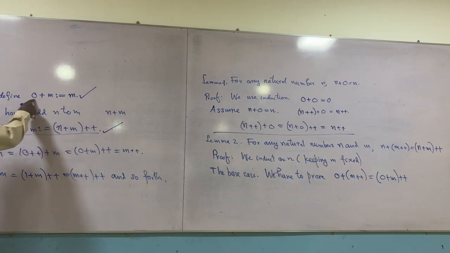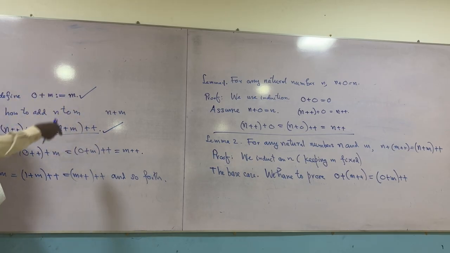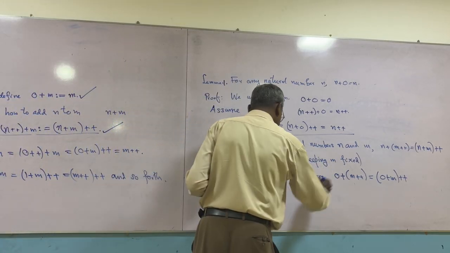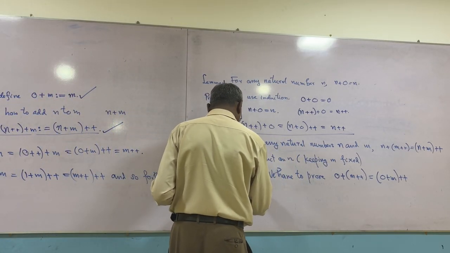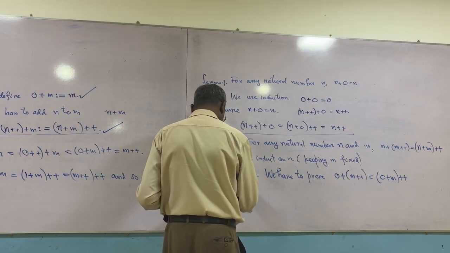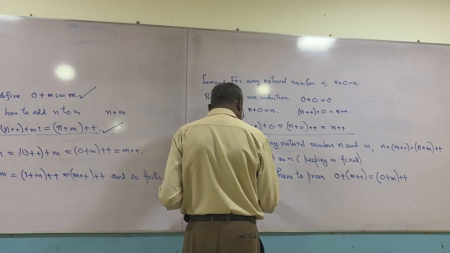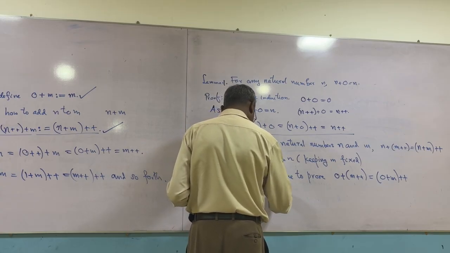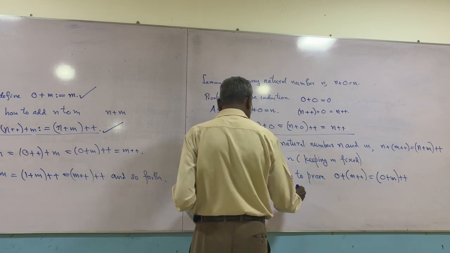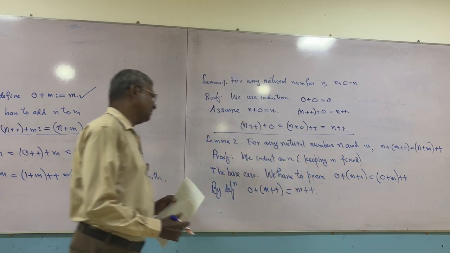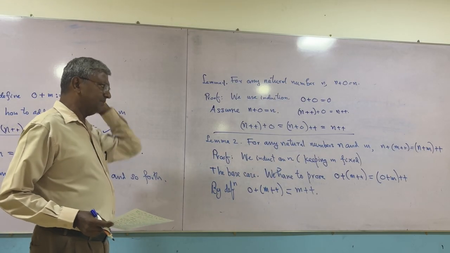If you look at the first line, 0 plus m is m by definition. Therefore, by definition, 0 plus m plus plus is m plus plus. By definition, 0 plus m plus plus is m plus plus.